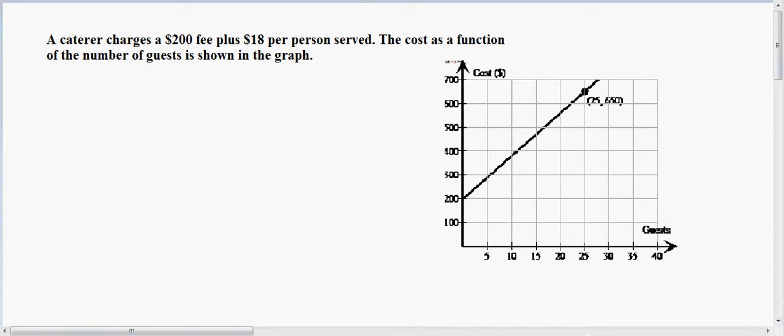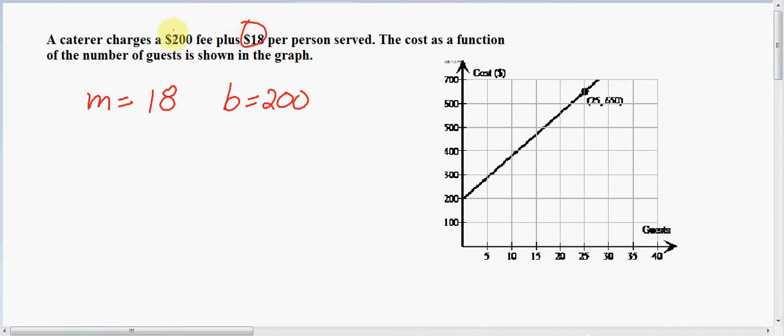Alright, let's write another equation here based on the second problem that we're looking at. The second problem says that we have a caterer that charges a $200 fee plus $18 per person served, and the cost as a function of the number of guests is shown in the graph over here. So I want to write an equation to represent this situation, and again I need a slope and a y-intercept. Alright, so my slope is going to be the $18 per person, and my y-intercept is 200.